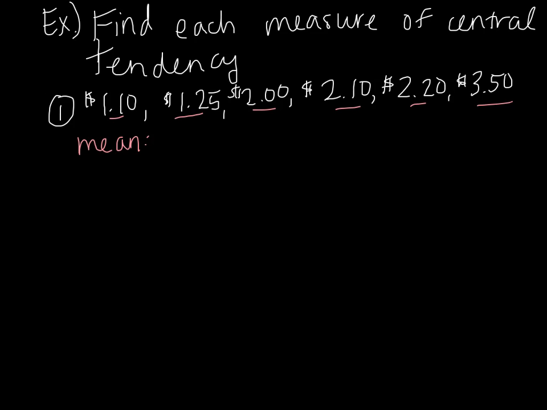So I know that $1.10 plus $2 would be $3.10. So I got that off for mean, that off. Then if I were to add $2.10, which is right here, I would get $5.20. Okay, so let's then add 1.25, which would get 6.45. Check it off.